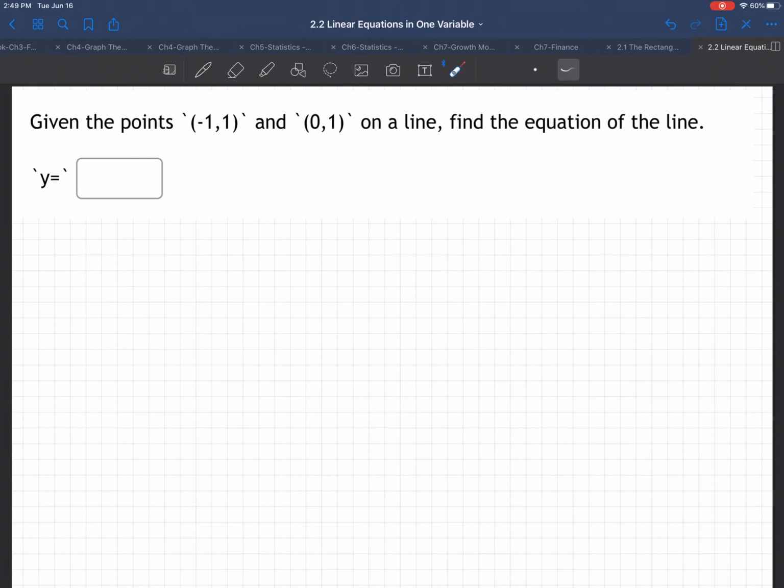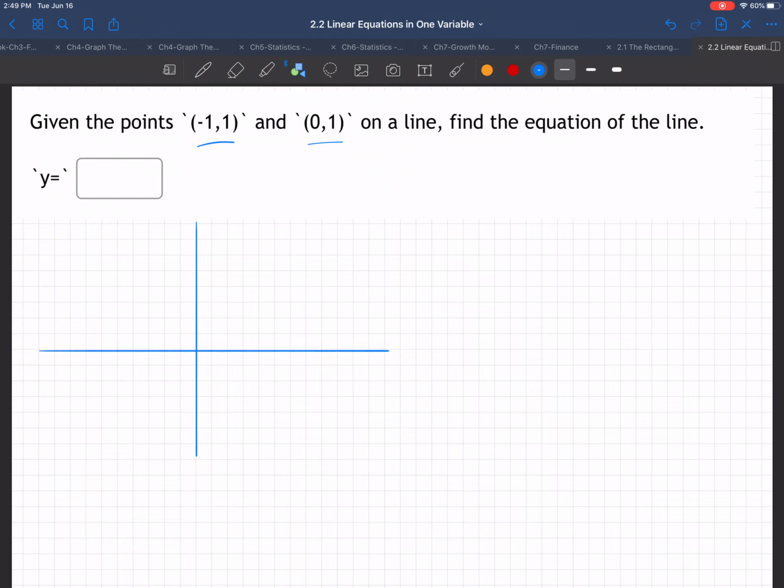Welcome to an example on finding the equation of a line given 2 points. Okay, let's begin. They're giving us these 2 points. Let's begin by drawing an axis system and taking a look at those points.